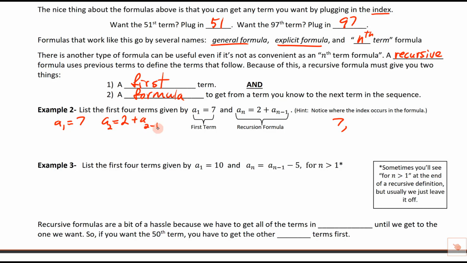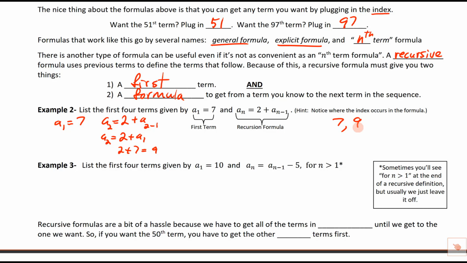Now take a look at what happens here. This is a sub 2, this is 2 plus, this is 2 minus 1. It's like we're doing a little bit of arithmetic down here in the index to figure out which term we're on. So 2 minus 1 would be 1, so this would be a 1 right here. What this is saying is the second term is 2 plus the first term. So this would be 2 plus 7, so we end up with a 9. So I'm going to put a 9 right here.